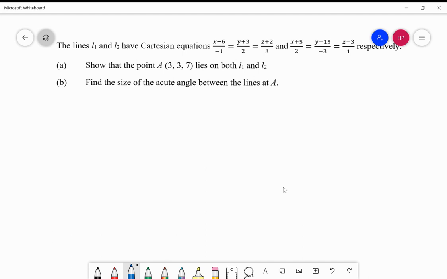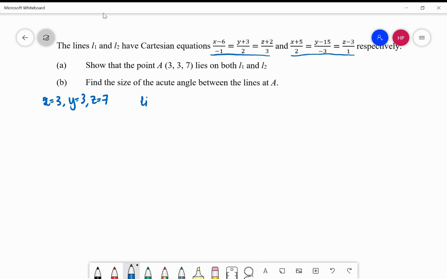So a couple of key examples for us to go through then. We have lines 1 and 2 in Cartesian equation form, and part A asks us to show that a particular point lies on both L1 and L2. So it should be possible to substitute x equals 3, y equals 3, and z equals 7 into the two equations we have, the equation for line 1 and the equation for line 2, and still have those holding completely consistently.